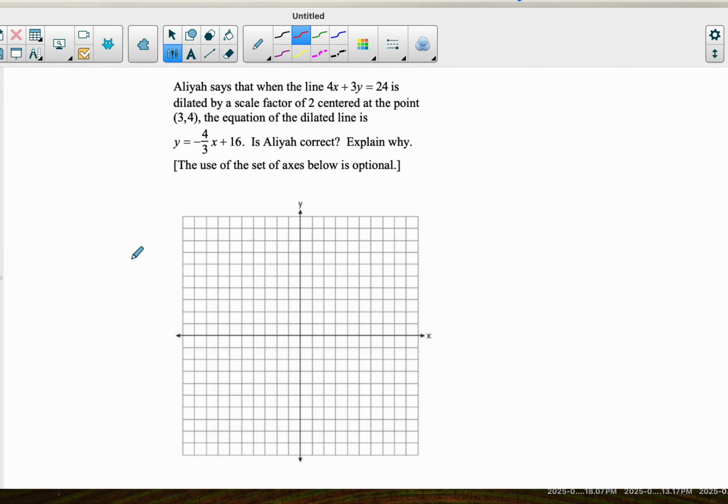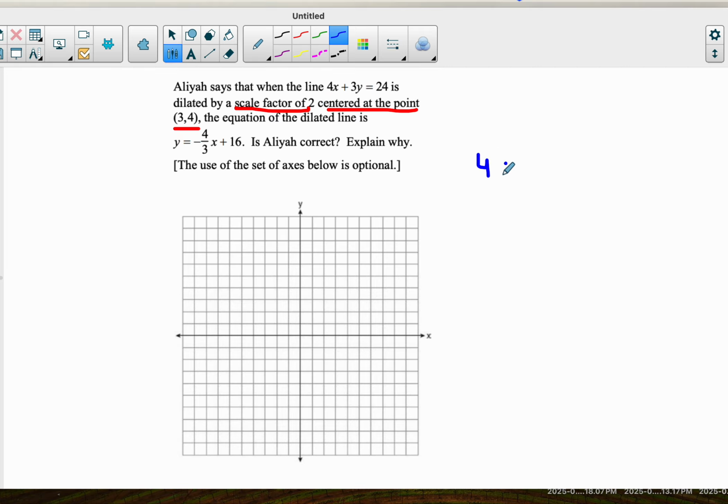This one over here is a little bit different. Aaliyah says that when the line 4x plus 3y equals 24 is dilated by a scale factor of 2, centered at the point 3, 4, the equation of the dilated line is y equals negative 4 over 3x plus 16. Is Aaliyah correct? So we can start off with the same process that we used before.